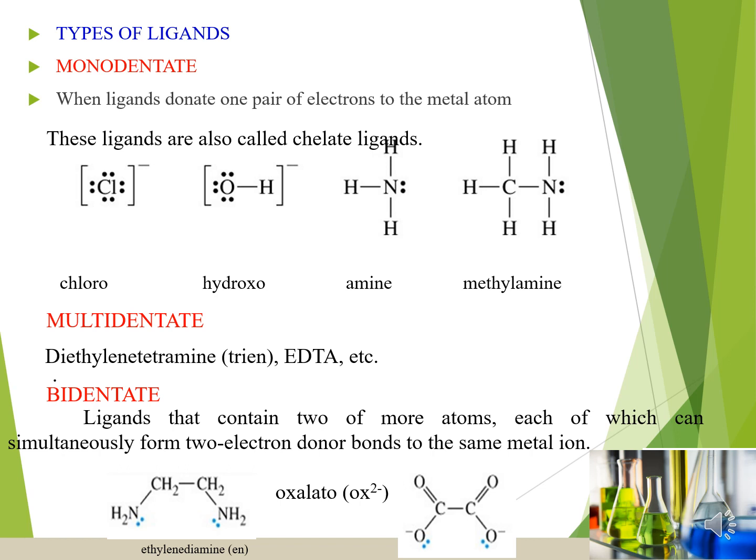Then the bidentate ligands: ligands that contain two or more atoms, each of which can simultaneously form two electron donor bonds to the same metal atom. For example, ethylenediamine and oxalato. For multidentate ligands, diethylenetriamine and EDTA are examples.